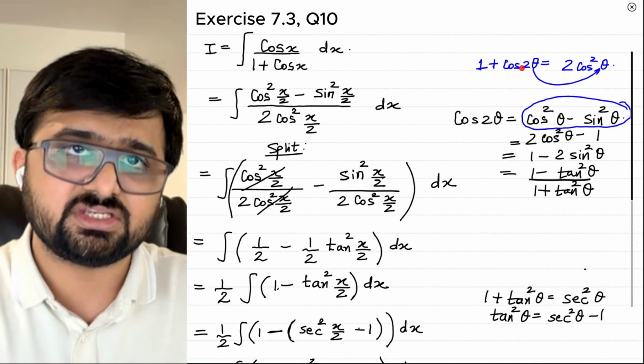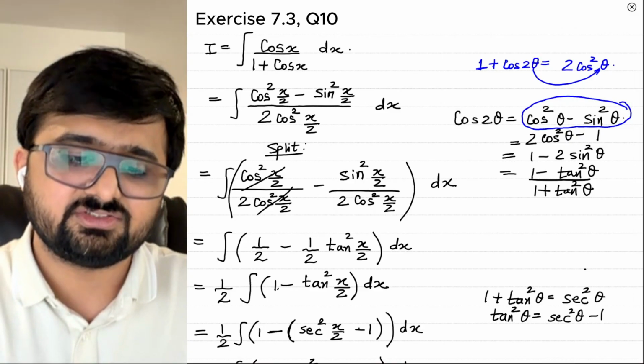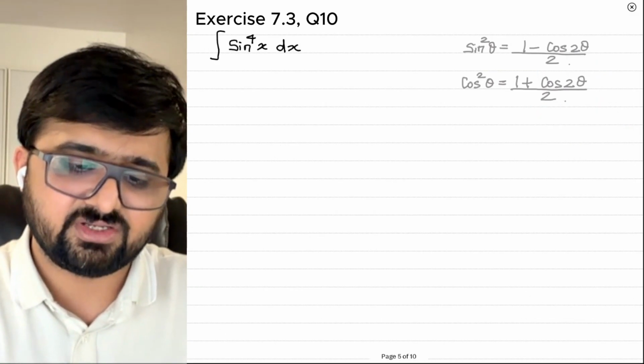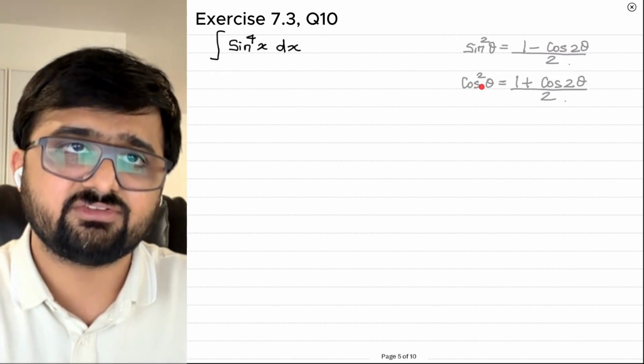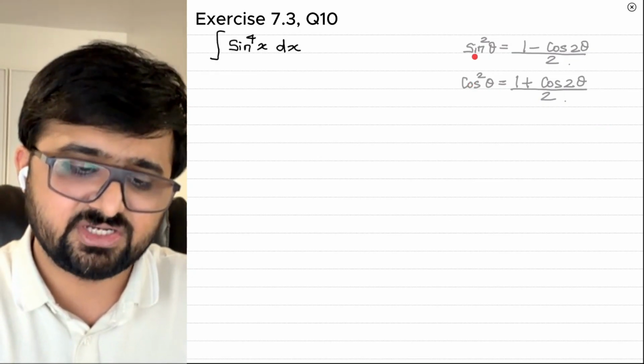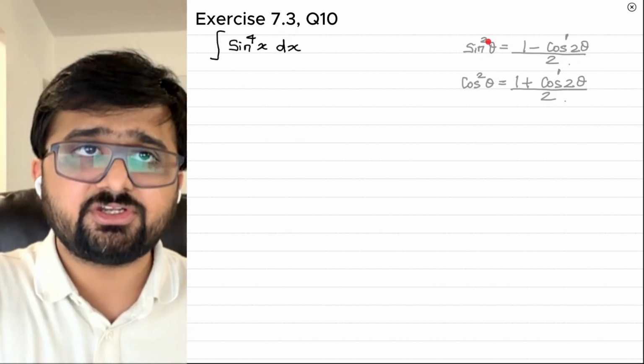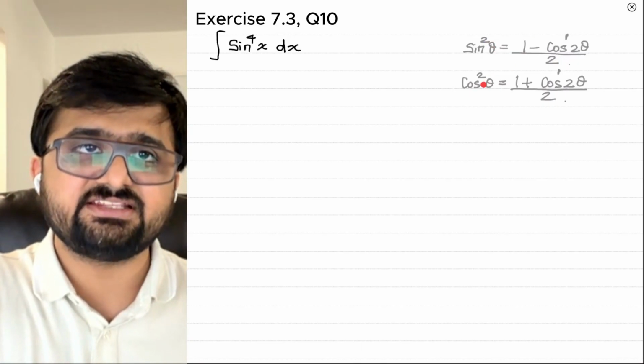If you see this carefully, this is the exact same formula that we also did in our previous example. In the previous example, the formula that we did was 1 plus cos 2 theta is 2 cos square theta. So if you just take that 2 in the denominator, you get the formula for cos square theta. Similarly for sine square theta, we have this formula. This formula basically converts your power 2 into power 1, whether it is sine square or cos square.